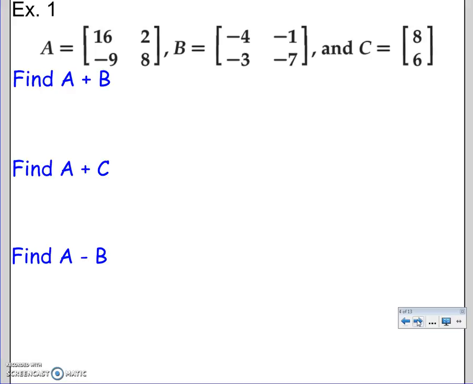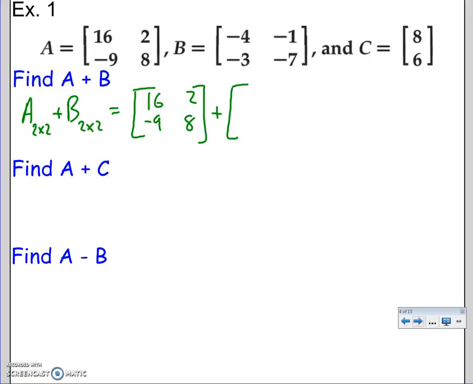Alright, so find A plus B. Well, A is a 2 by 2 plus B. B is also a 2 by 2, 2 rows, 2 columns. So this is allowed. I can do 16, 2, negative 9, 8 plus negative 4, negative 1, negative 3, negative 7. Now, when you add them, it's very simple. Where the spot is, add that number in the same spot.